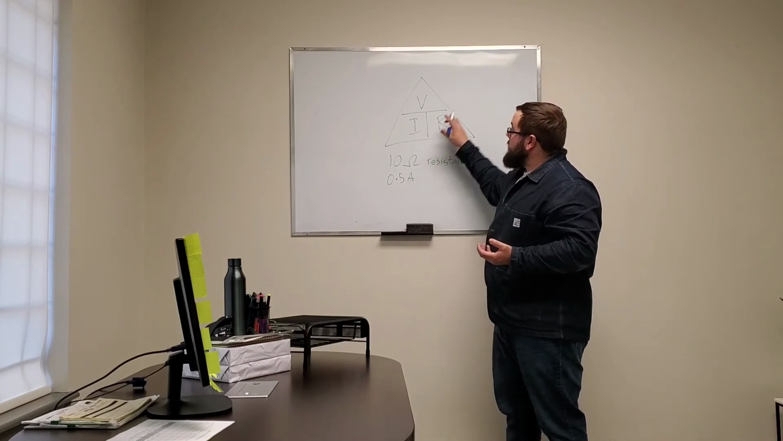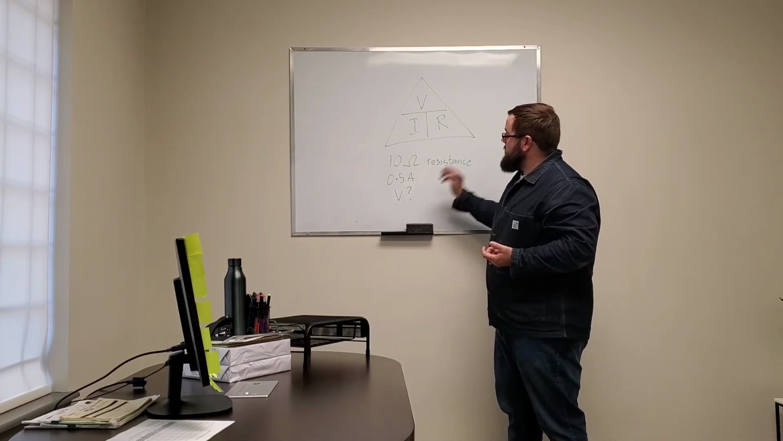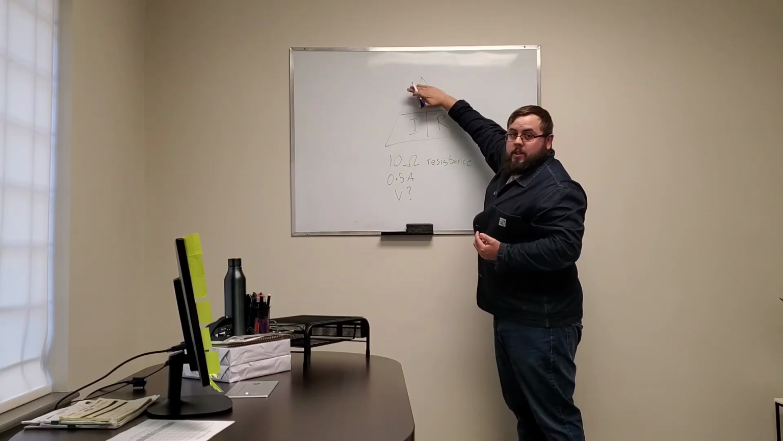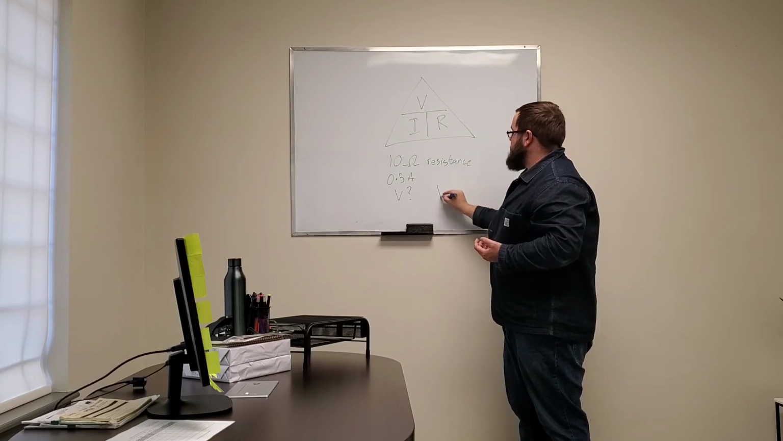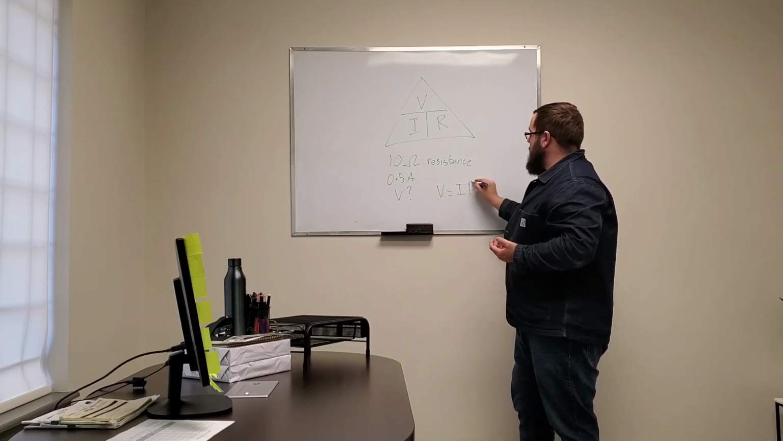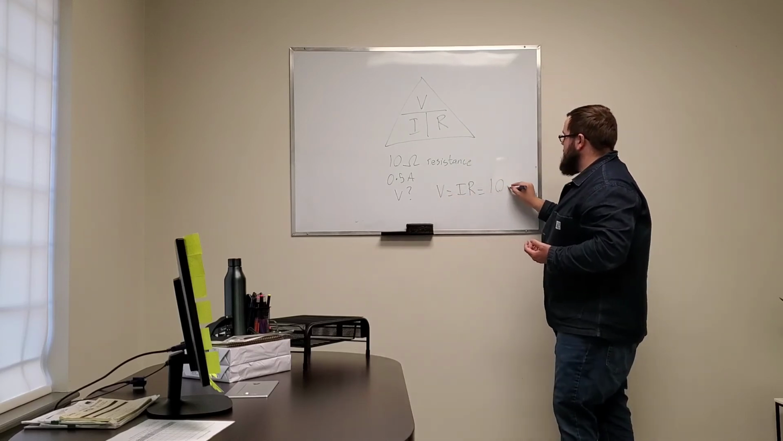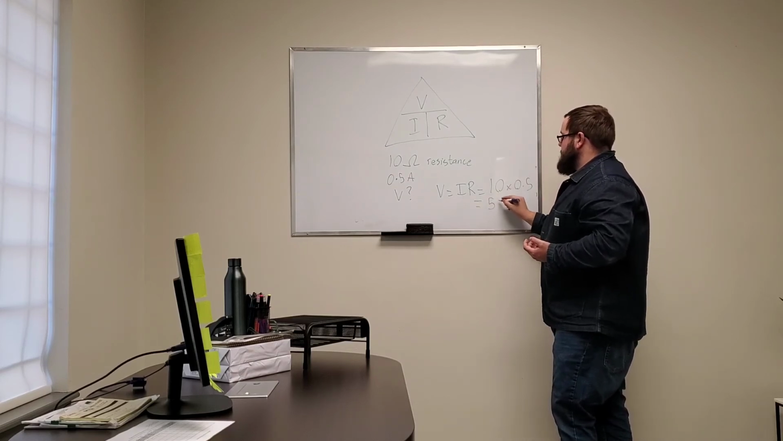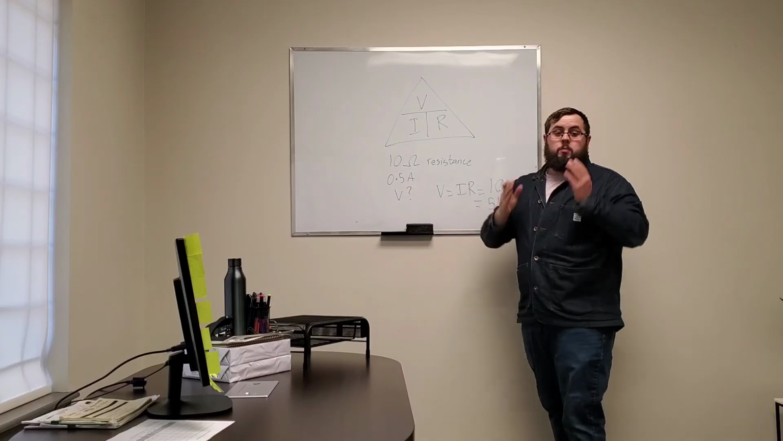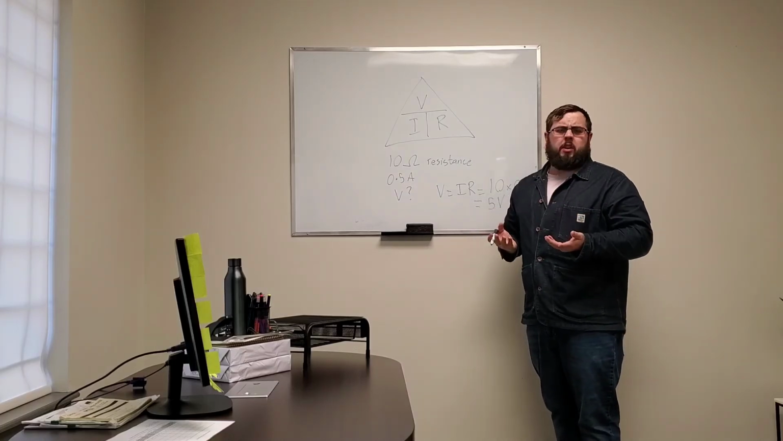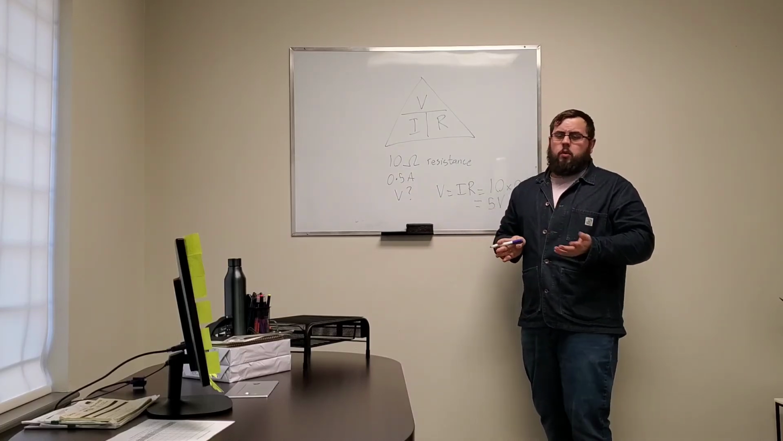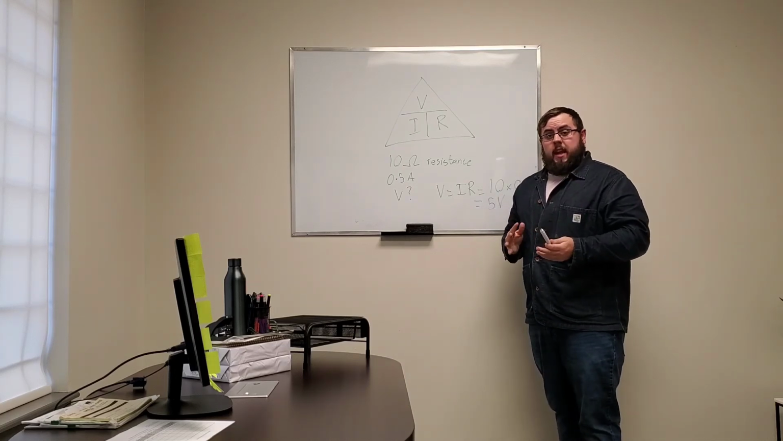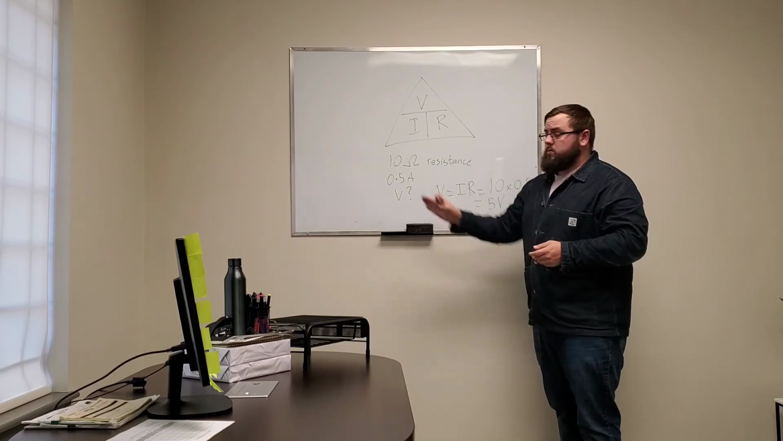So I would go and look at my triangle. I want to find V, right? Because I've got to figure out my battery strength. I would cover my V, and I would see that it's I times R. So V equals IR, which equals 10 times 0.5, which equals 5 volts, which would mean you would need around 3 AA batteries, which would give you about 4.5 volts. Anyways, the main takeaway for this is this formula, Ohm's law, okay?